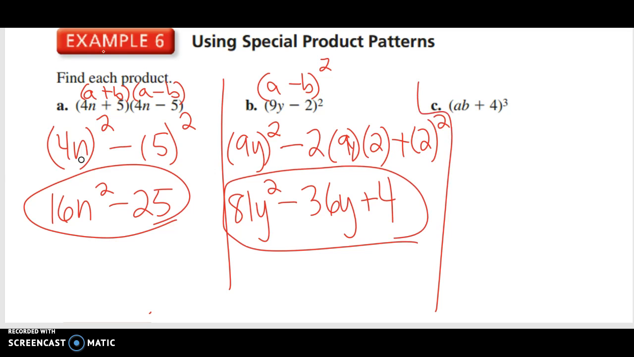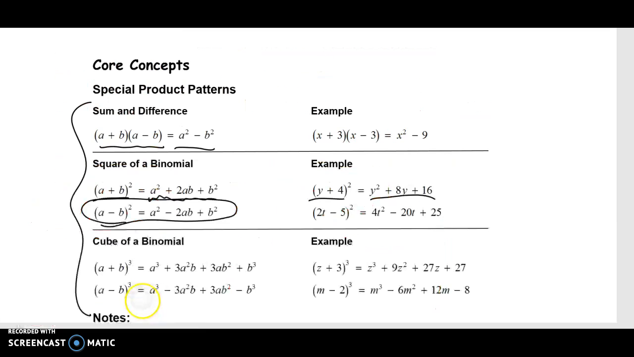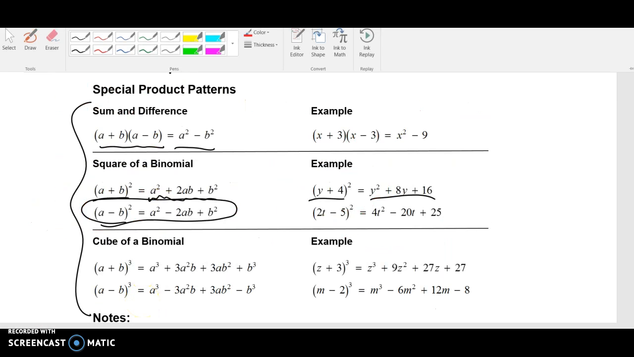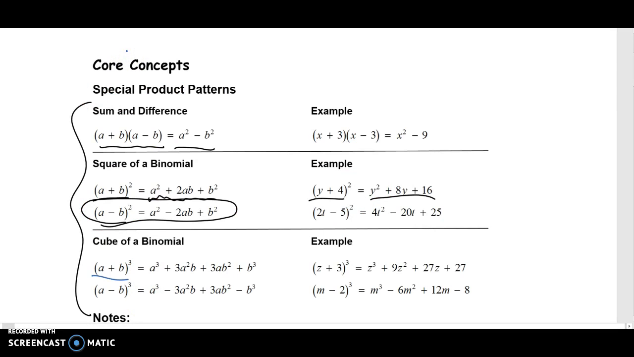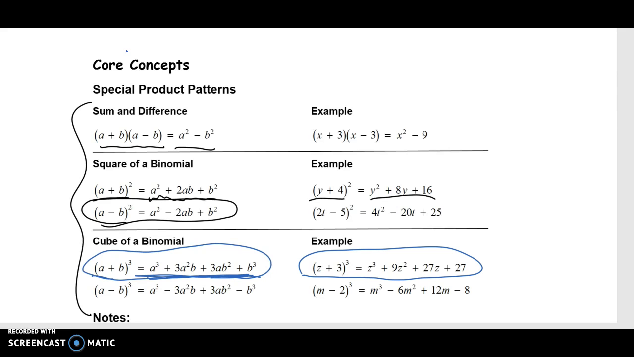For part C, we can think of this like the third part in the journal. So this looks a lot like the cube of a binomial. So we're going to follow a to the third plus 3a squared b plus 3ab squared plus b to the third. And you can look at this example for help.